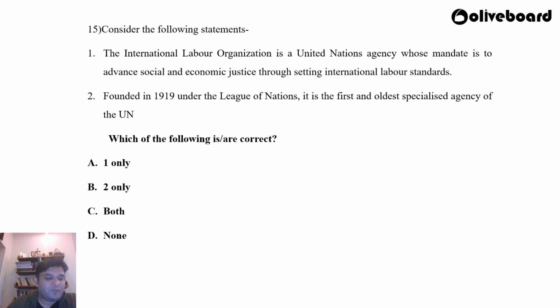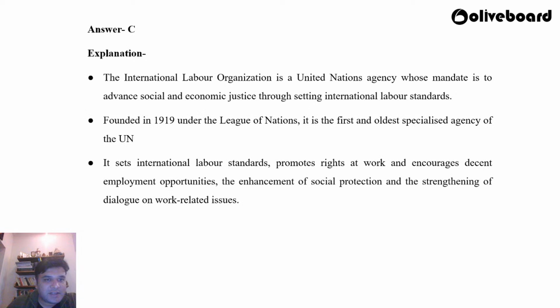I'll wait for another 5 seconds. 5, 4, 3, 2, 1. I know I'm a little bit on the faster side, but let's take a look at the correct answer. The correct answer is C indeed. Most of you have given the correct answer.